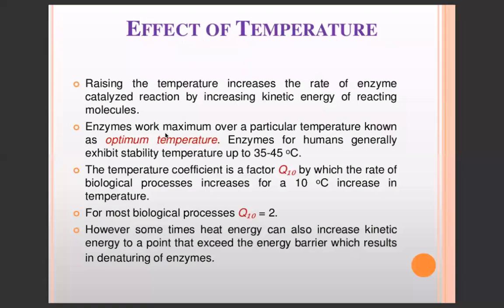We can denature the enzyme level. Q10 is constant. But for most biological processes, we take it as 10 degrees C. This is not always the same for each enzyme. Some enzymes can double their activity with an increase of 5 degrees C, and some can double their activity with an increase of 7 degrees C. So for most biological processes, we take the constant as 2. We can double.